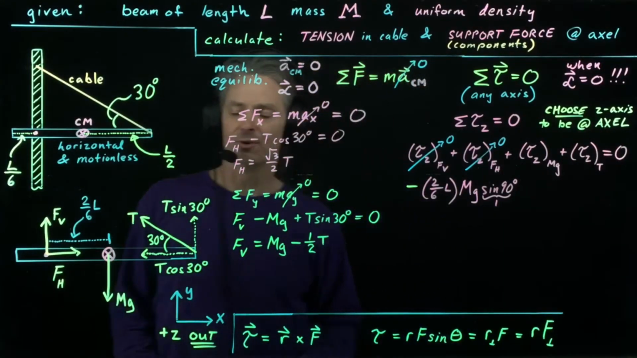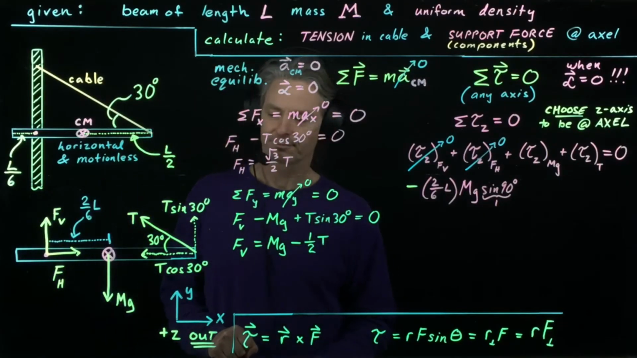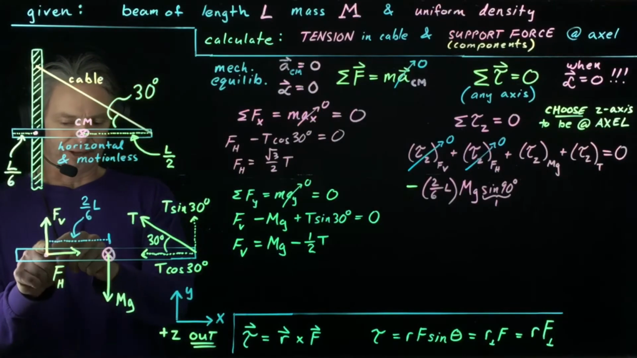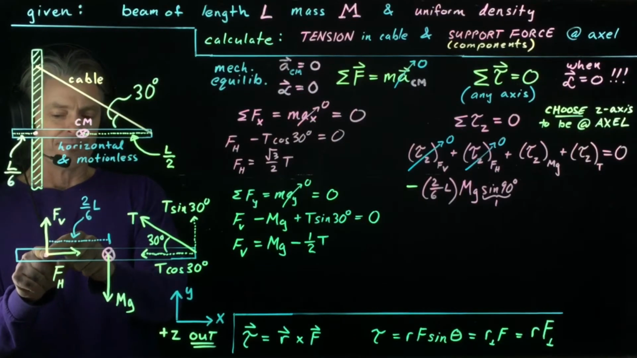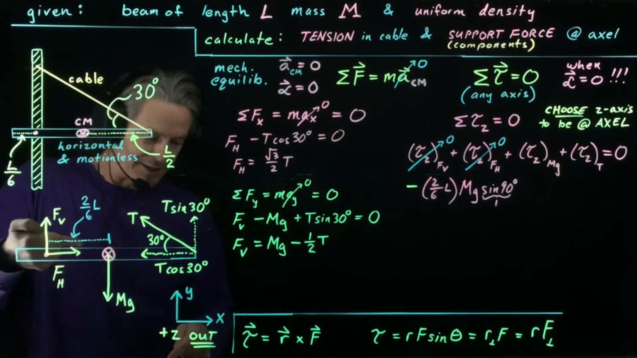All right, let's move to the torque produced by the tension force. First, let's work out its direction. So my r vector points from the axis to the location of the application of the force. So my r vector is this way.